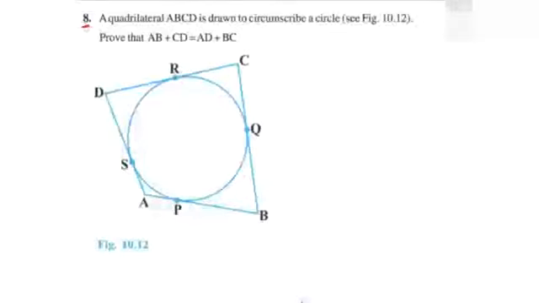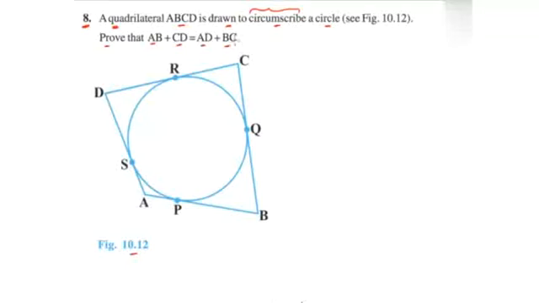In question 8 of this exercise, we have this figure 10.12 in which a quadrilateral ABCD is drawn to circumscribe a circle. Circumscribe means that all the four sides of the quadrilateral touch the circle inside it. So we have to prove that AB plus CD is equal to AD plus BC.